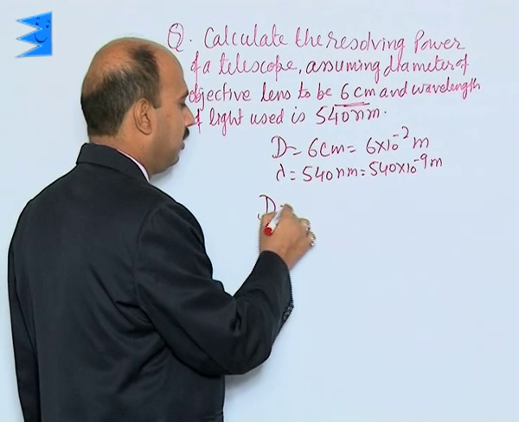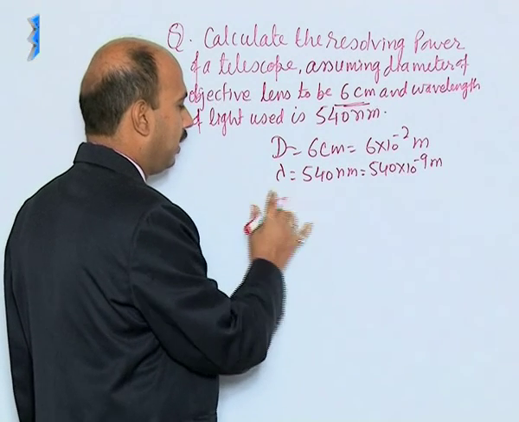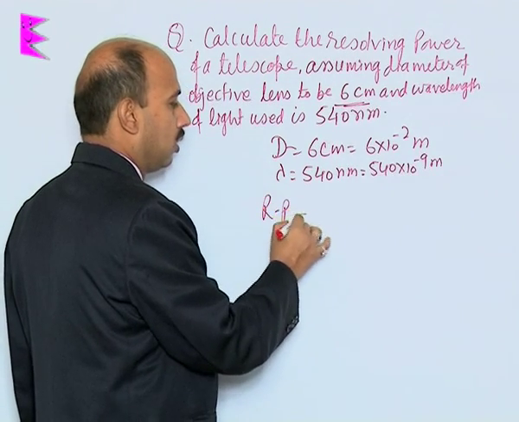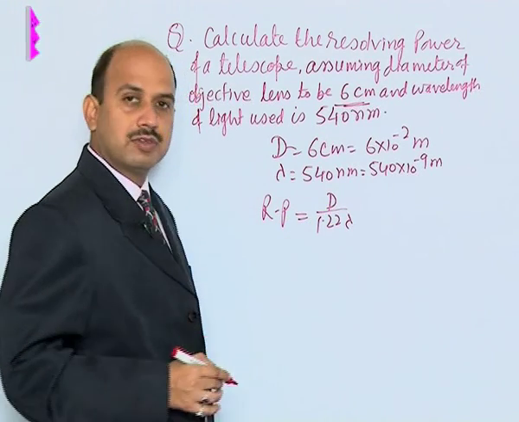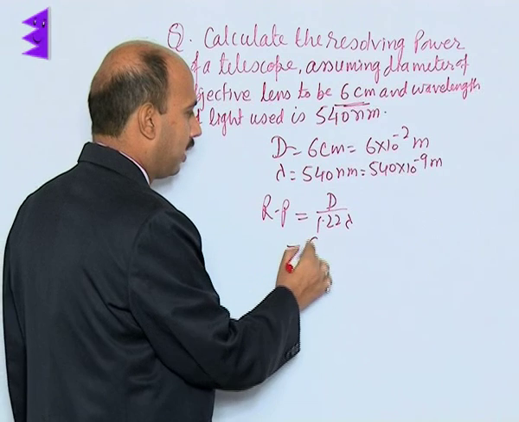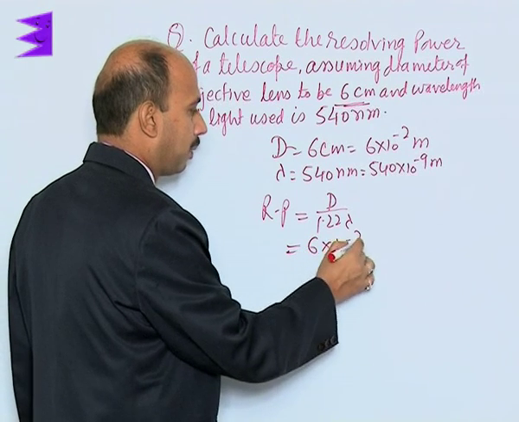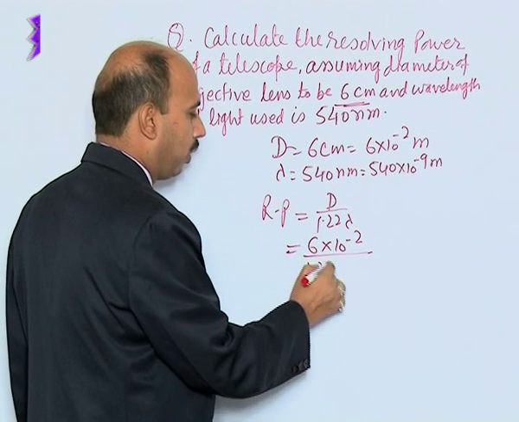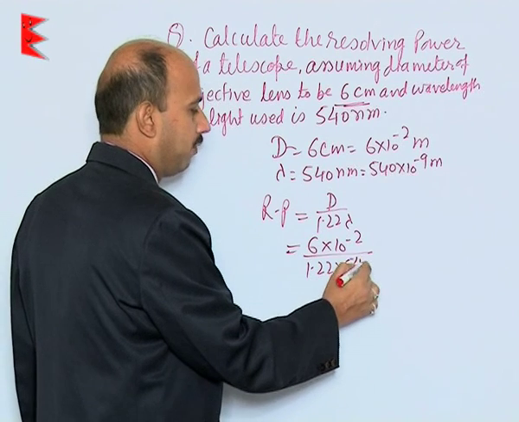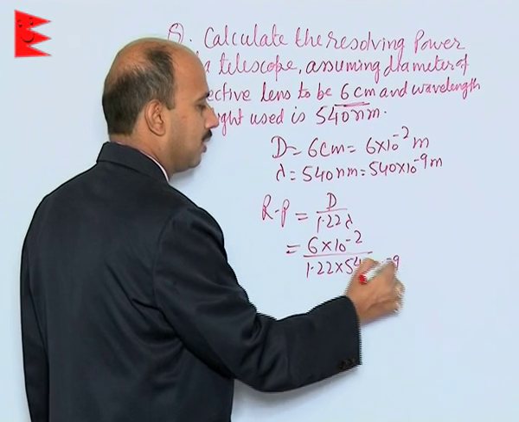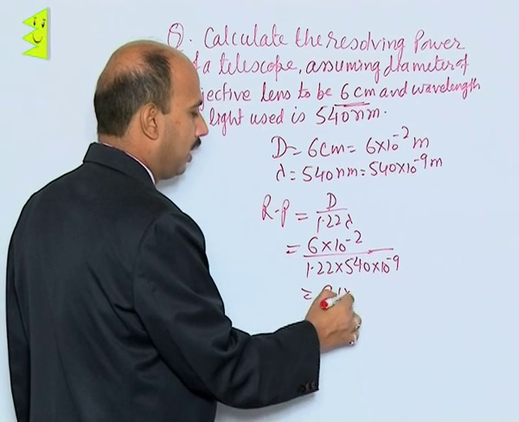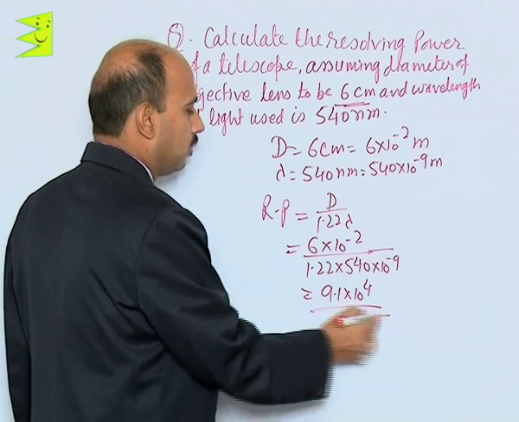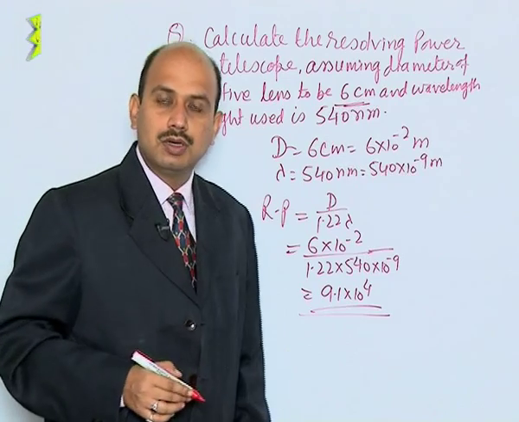So we can write resolving power is equal to D upon 1.22 lambda, where 1.22 is a constant. So we can write 6 into 10 raised to power minus 2 divided by 1.22 into 540 into 10 raised to power minus 9, and on solving that can be written as 9.1 into 10 raised to power 4. So this is the resolving power of the telescope.